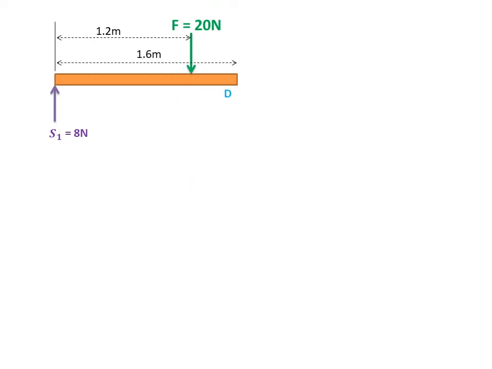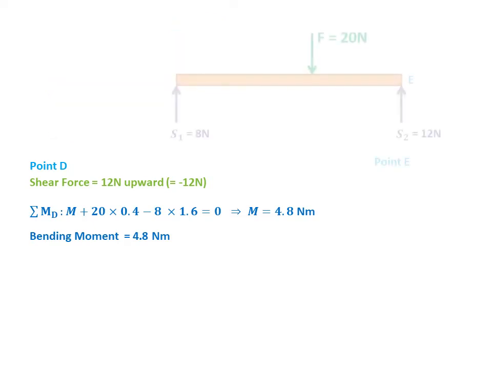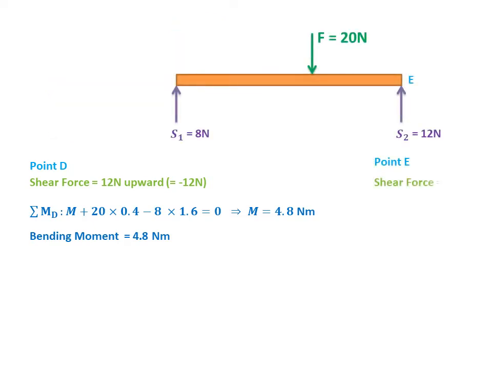For point D, the shear force is still 12 Newton, pointing upward. The bending moment will be 4.8 Newton-meter. Finally, for point E, the shear force and bending moment are both 0, because the left part is already in equilibrium.